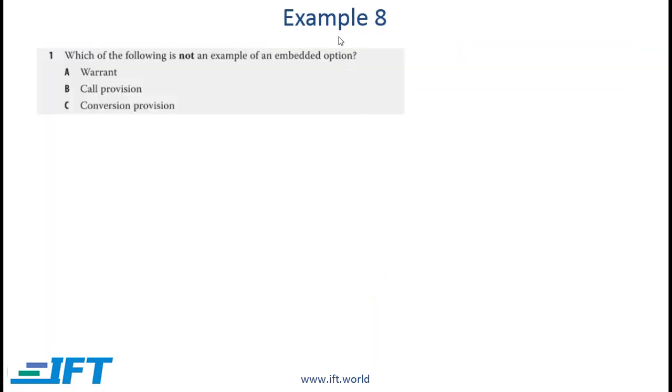Let's look at example 8 now. Which of the following is not an example of an embedded option? We've just talked about the fact that a call provision is an embedded option. A conversion provision also is an embedded option because the conversion only makes sense in the context of the bond. The warrant is an attached option, it is not embedded.